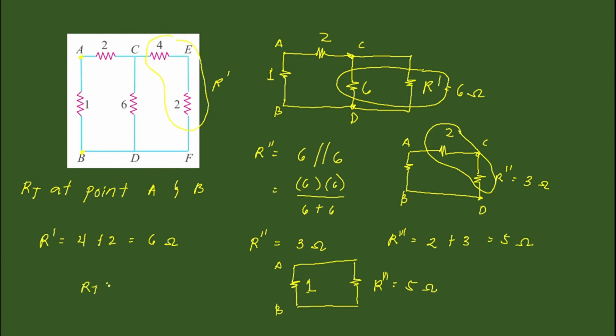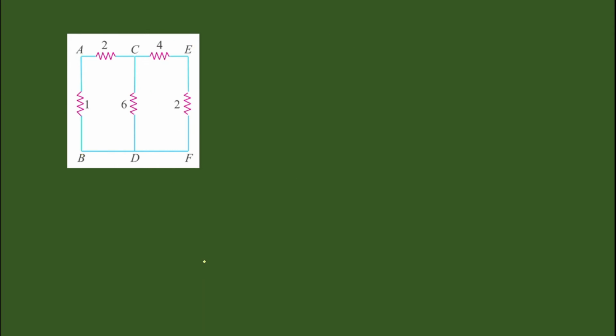So, R total is equal to 1 multiplied by 5, since they are in parallel. So, 1 parallel with 5, or divided by 1 plus 5. So, the R total is equal to 1 multiplied by 5 divided by 1 plus 5, which is equal to 0.83 ohms. Okay? So, at point A and B, the total resistance value is 0.83 ohms. Now, another example.